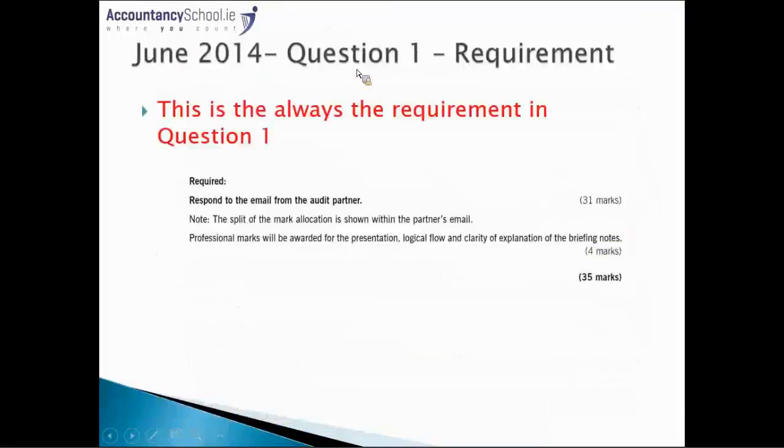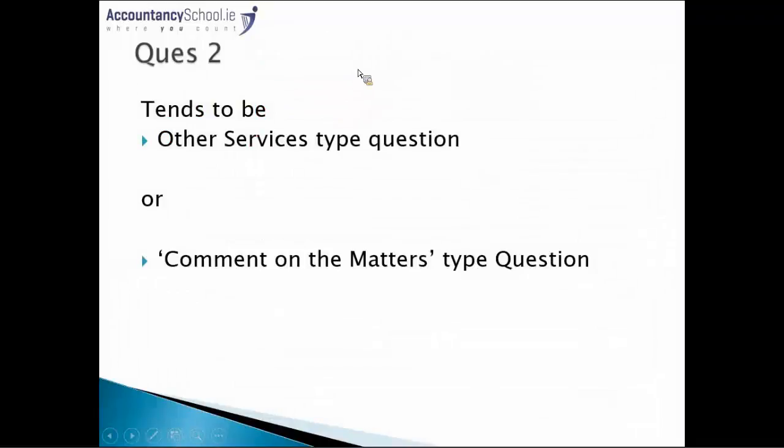Question 2 will be for 25 marks. It tends to be based on other services, or else it'll be what we refer to as a comment on the matters style question. The examiner stressed a couple of times that this paper is called Advanced Audit and Assurance. So as much as she possibly can, she will ensure that one of the compulsory questions on the exam is on assurance services, to make sure that there's no getting away from doing it. And assurance services is the one new area of the course. We'll have a quick look at assurance services in a moment.